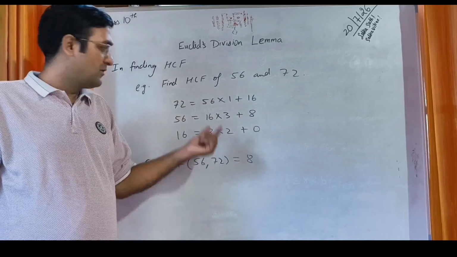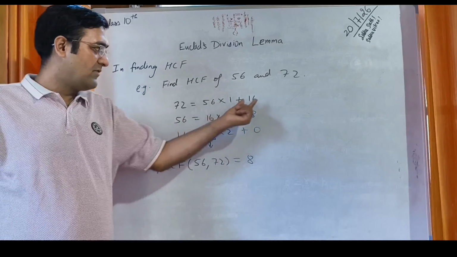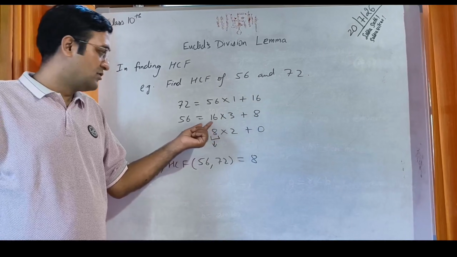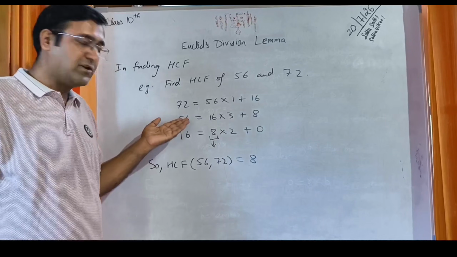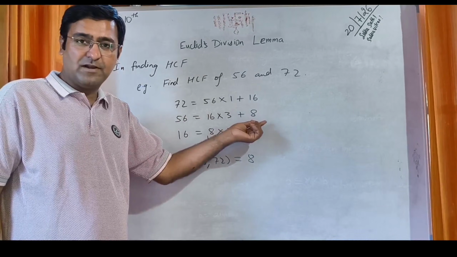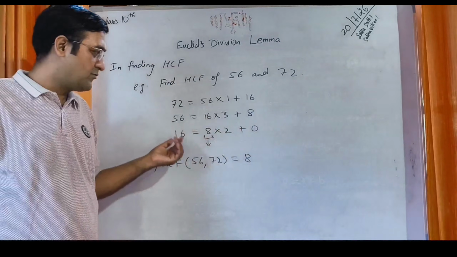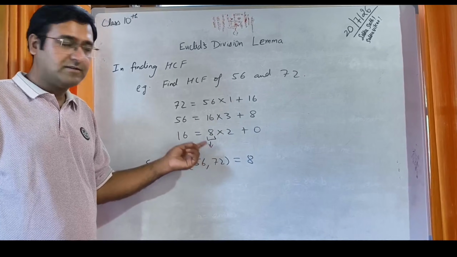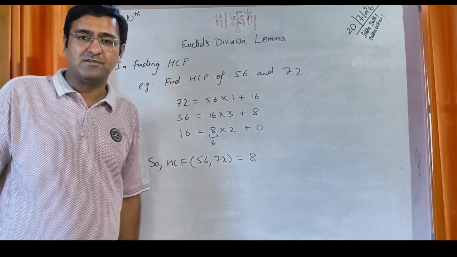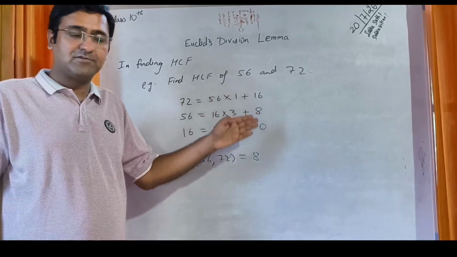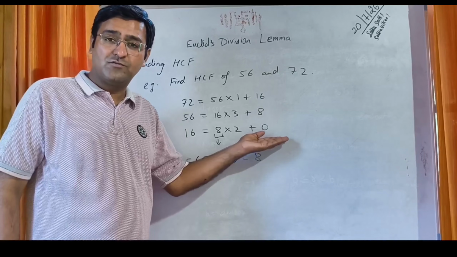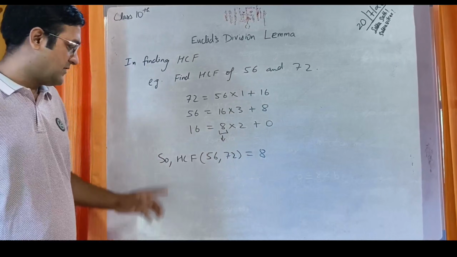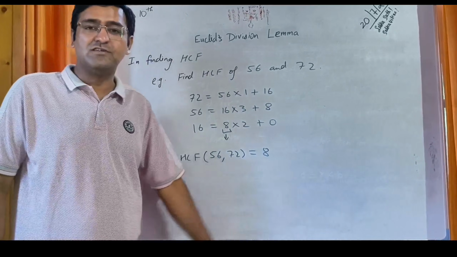In the next step, we'll take this divisor here and divide by the remainder. So 56 is taken here, and we are dividing by 16. So 16 3s are 48, 8 is left, which is our remainder. In the next step, the same would be moved forward. 16 will come here and we'll divide by 8. So 8 2s are 16, we get remainder as 0. So we have to continue these steps till we get 0 as the remainder. Once we've got 0 as the remainder, whatever is the divisor at that stage is our HCF. So HCF of 56 and 72 is 8.